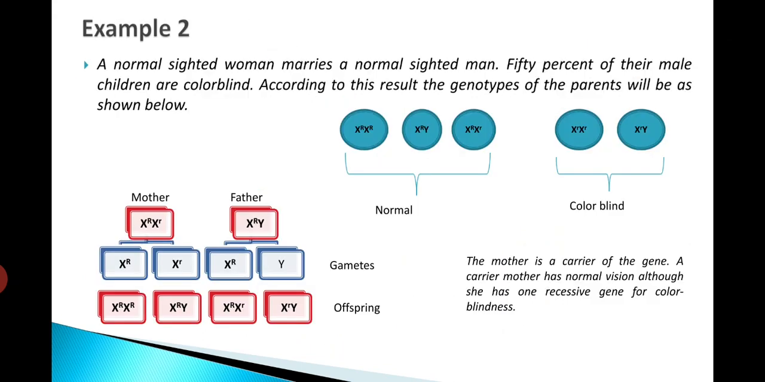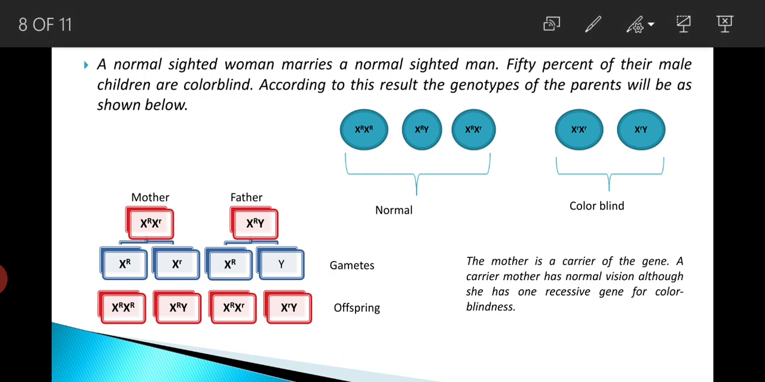Let's see an example. The example says a normal-sighted woman marries a normal-sighted man. 50% of their male children are colorblind. According to these results, the genotypes of the parents will be as shown below.